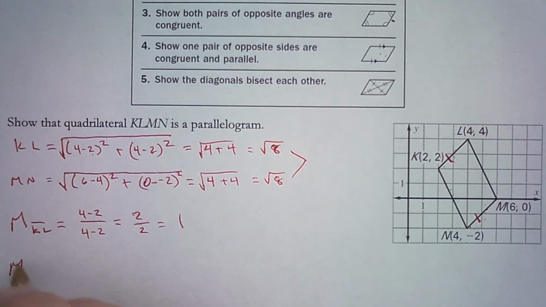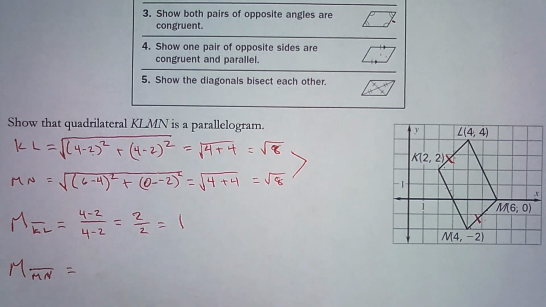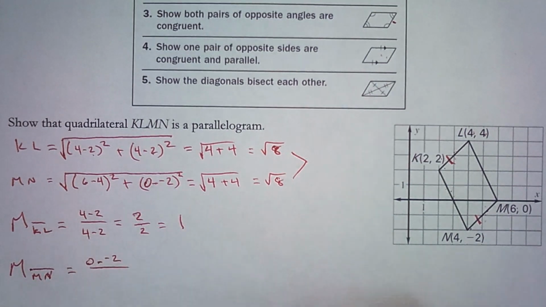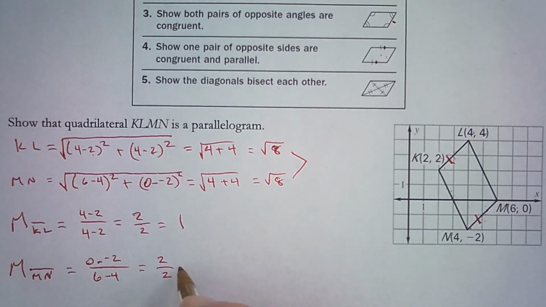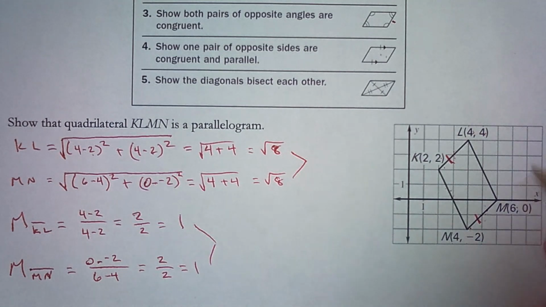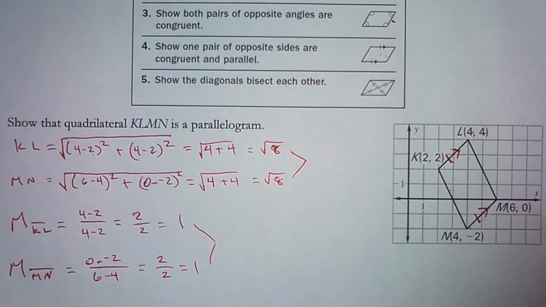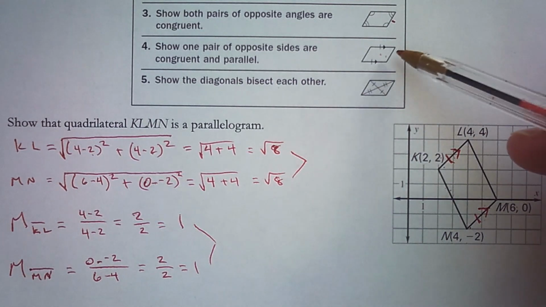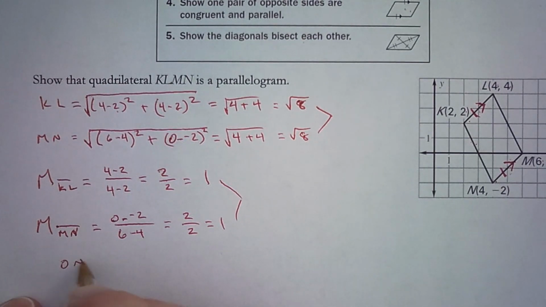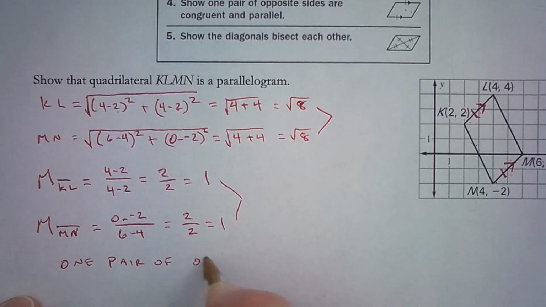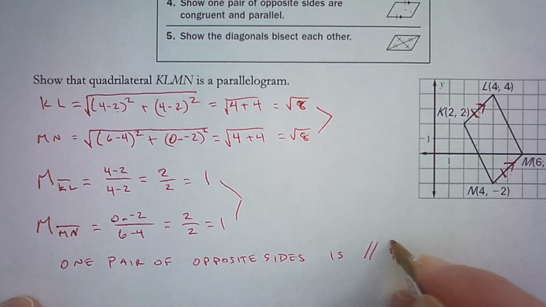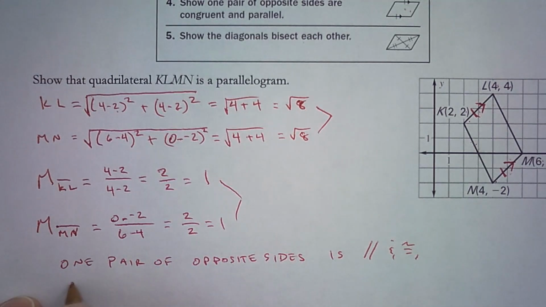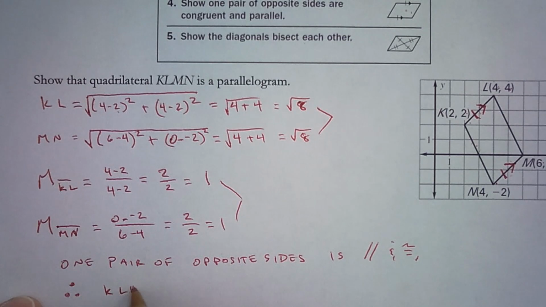Now let's do the slope of segment MN. Y minus y is 0 minus negative 2. X minus x is 6 minus 4. 0 minus negative 2 is 2. 6 minus 4 is also 2. The slope is 1. They have the same slope. So these two segments are parallel. So I have shown that one pair of opposite sides is both parallel and congruent. So one pair of opposite sides is parallel and congruent. Therefore, KLMN is a parallelogram.